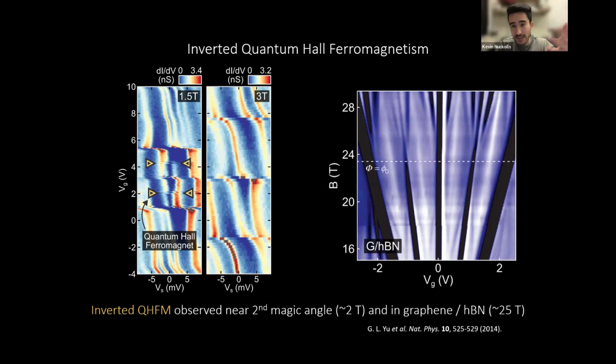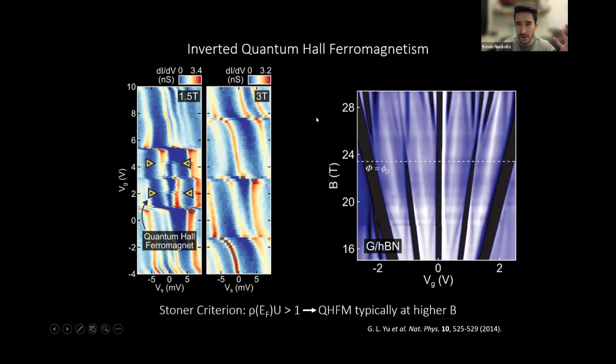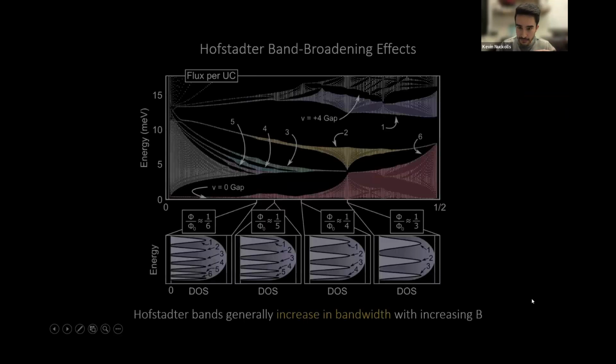So the reason why this is perplexing is because quantum Hall ferromagnetism is often described as an instability due to the Stoner criterion. And when I increase the magnetic field, the density of states becomes larger within a Landau level, and the interactions between electrons are also increasing. So this typically means that quantum Hall ferromagnetism is stabilized by higher magnetic fields in most Landau level systems.